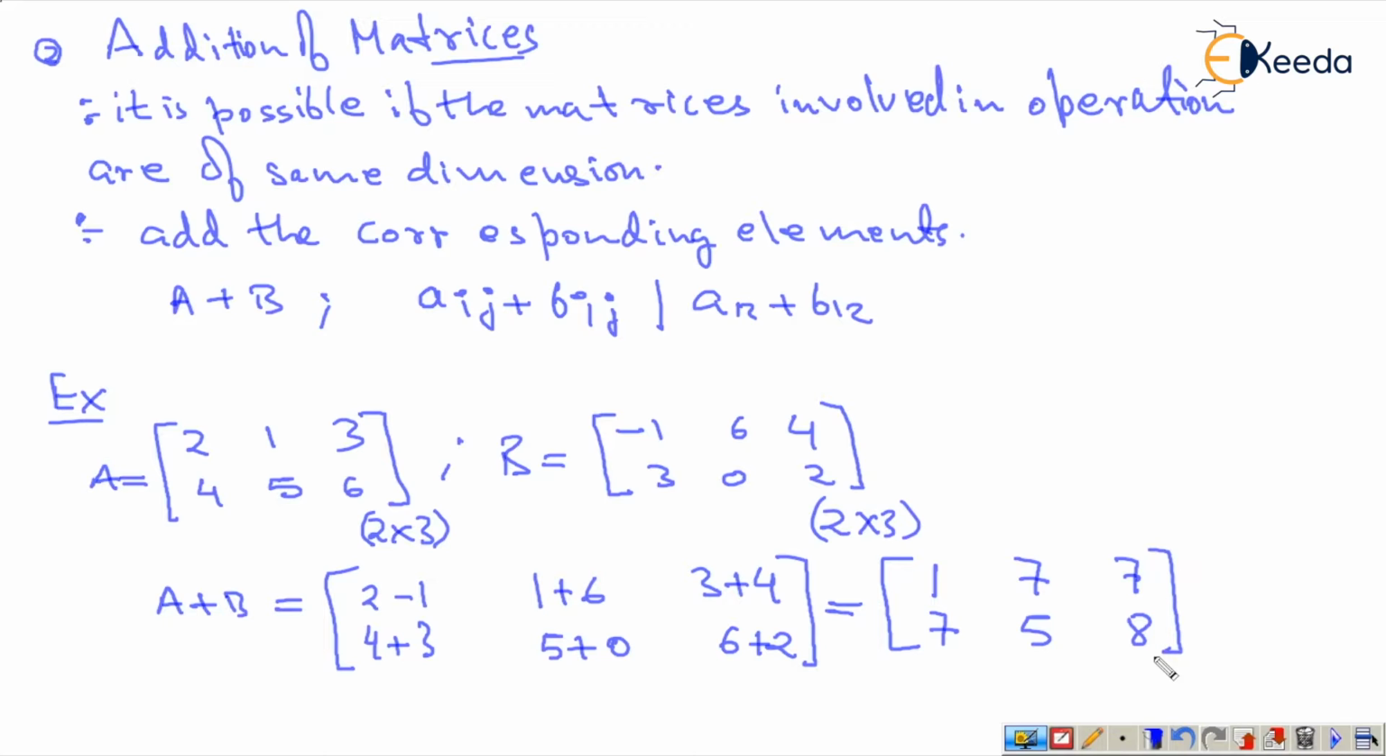And what is to be noticed here, the size of A, B, and maybe if this is A plus B equal to C, then the C is also having the same dimension as 2 cross 3. So after addition you'll get the same dimension, right?